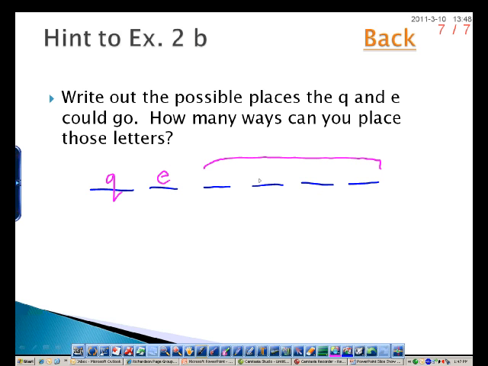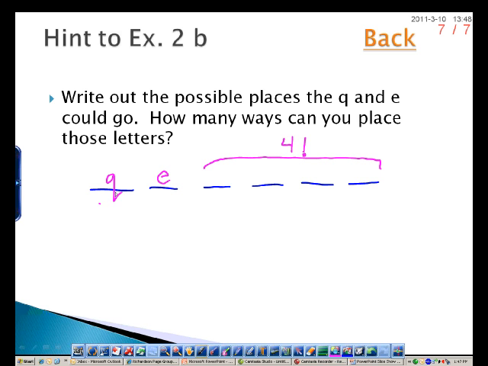Okay, and how'd you get 24? 4 factorial. So I'm going to write this. There are 4 factorial arrangements of these last 4 spots, right? But is that all my options? Are there 4 factorial ways to do this? No, because what could I do with Q and E? You can move them over, right? And then at the end, we could think about flipping them.